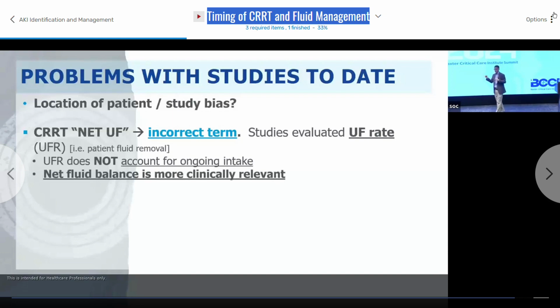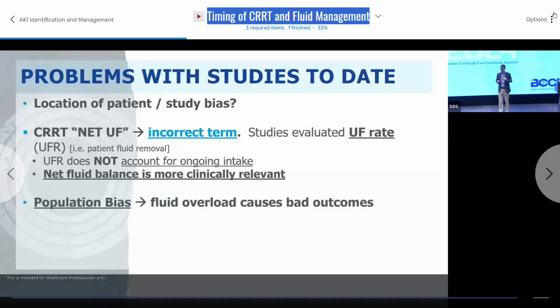CRRT net UF is a totally incorrect term. I've already talked about that. Okay, these trials say nothing about what the net fluid balance is for the patient, and that is way more clinically relevant. Okay, there's also a lot of population bias, in my opinion.